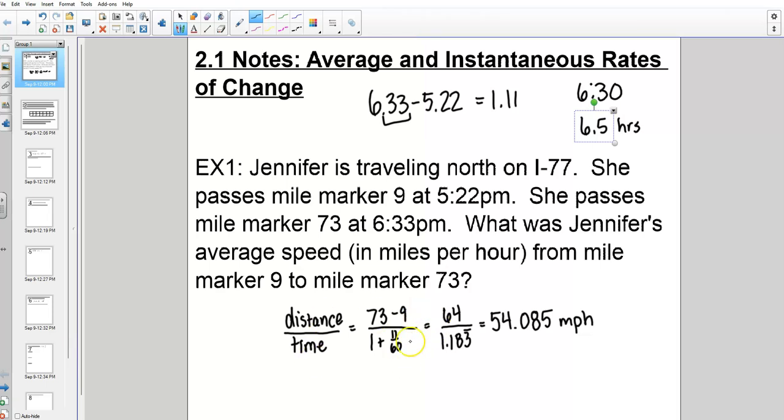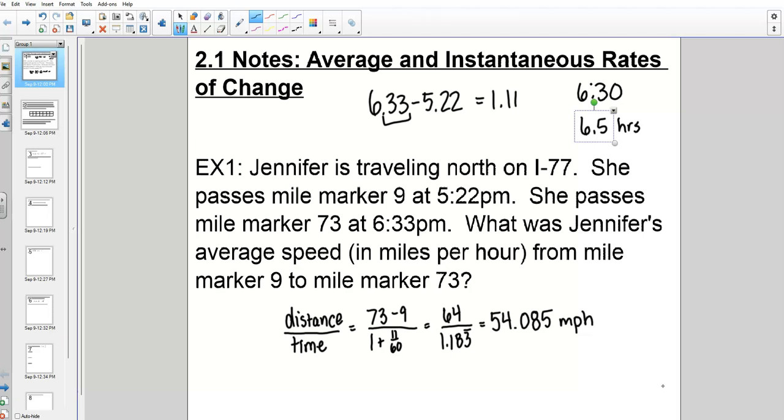Okay, so that was where we were messing up, I think, the most. The hours should be 1.183 repeating. And then that is going to give you 54.085 miles per hour. So I think our only issue was just with the minutes. And I did that on purpose just to check with you.